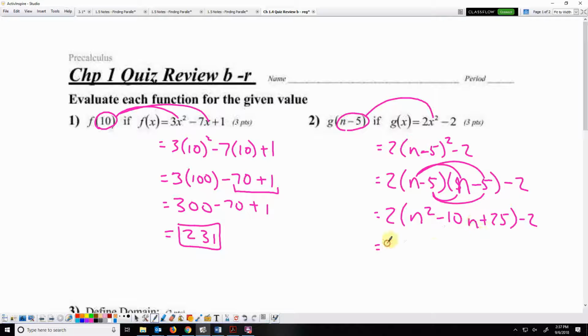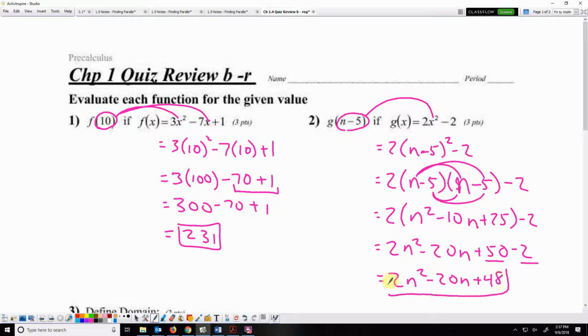Now we'll distribute that too. So it's 2n squared minus 20n plus 50 minus 2. And then I've got some like terms. 2n squared minus 20n plus 48.